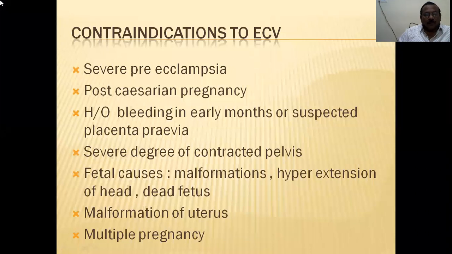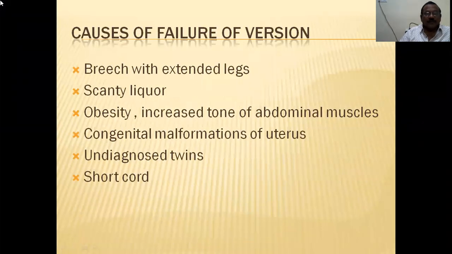suspected placenta previa, where it may bleed again, and even if we bring the head down, the placenta previa may obstruct and prevent the head from entering the pelvis. And in a severe degree of contracted pelvis, we should not attempt external cephalic version. In fetal causes, malformations, hyperextension of the head, and dead fetus, we should not attempt it. Malformations of the uterus, like arcuate uterus and uterine didelphys, you should not attempt external cephalic version. Multiple pregnancy is also a contraindication.